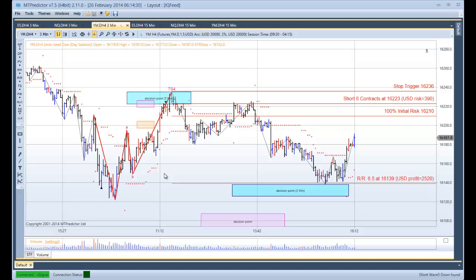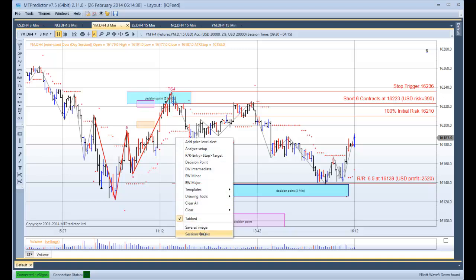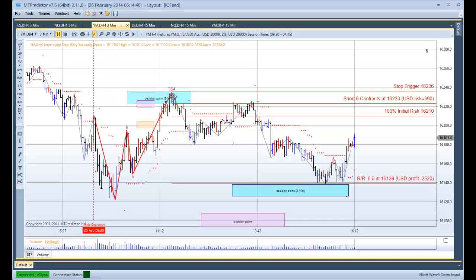So I think a very, very good day for MTPredictor yesterday, where we had a lovely TS4 sell that actually got you short from, well, that was the bar of the high of the day. If I place the session breaks on, you can see that was the high of the day there to get a lovely short trade down there.